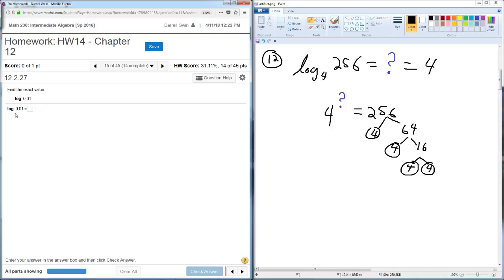That's a base 10. Common log is base 10. So base 10 to the power of what equals 0.01? Well, it is negative 2. 10 to the power of negative 2 equals 0.01.